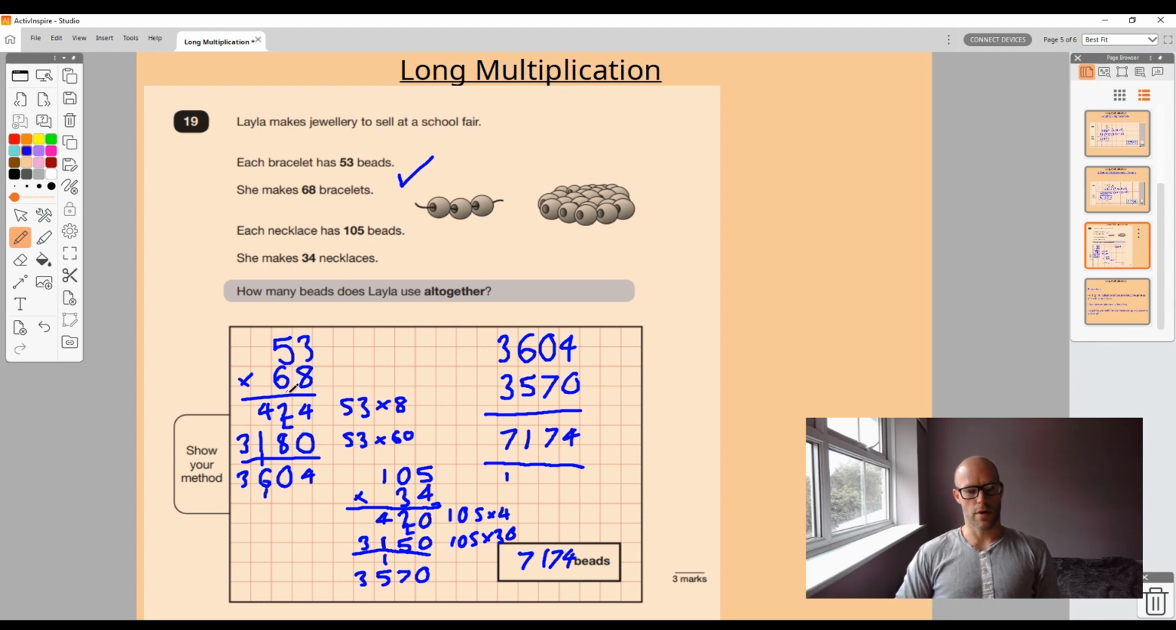mark for getting the number of bracelet beads, you'd probably get 1 mark for getting the number of necklace beads, and you'd get a 3rd mark for getting the total number. Well, you'd get the 3 marks for getting the final answer, however you got it, but we always show our method as we're asked to, so that if something goes wrong midway through, we can gather up as many marks as we possibly can. And that's how we would tackle a reasoning question that is purely focused around multiplication.